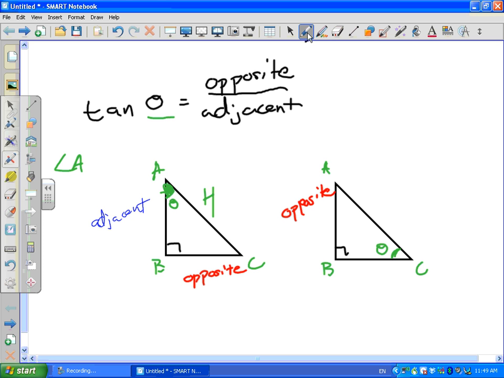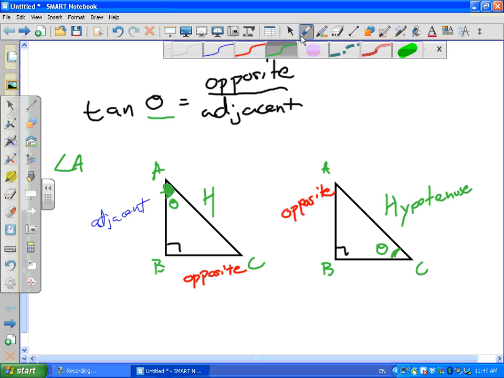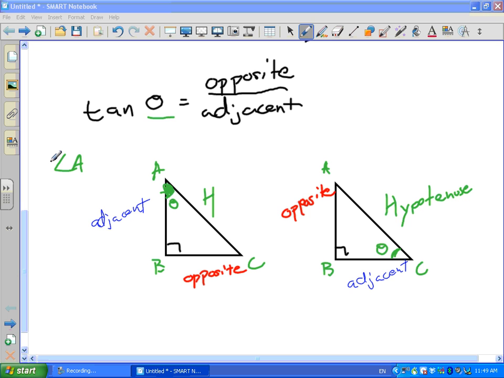Now AC is still what? Hypotenuse. Still the hypotenuse, which leaves by deduction the other side that's touching this angle, the adjacent, BC. So if you guys have noticed, I used the exact same triangle, exact same name, but the opposite side and the adjacent side can both change. It depends on what angle I'm trying to find.